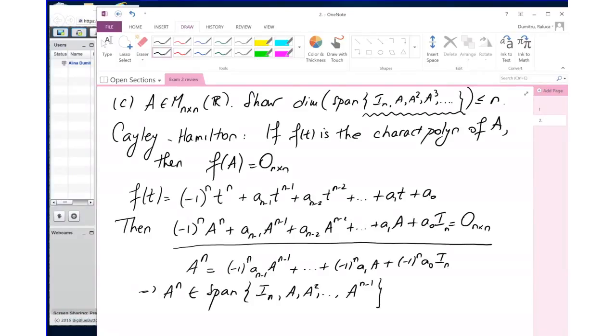Yes? Negative 1 to the power n will be n minus 1 or n plus 1. To get rid of it, you multiply by it. Yeah, you're right. You need to move it to the other side still.